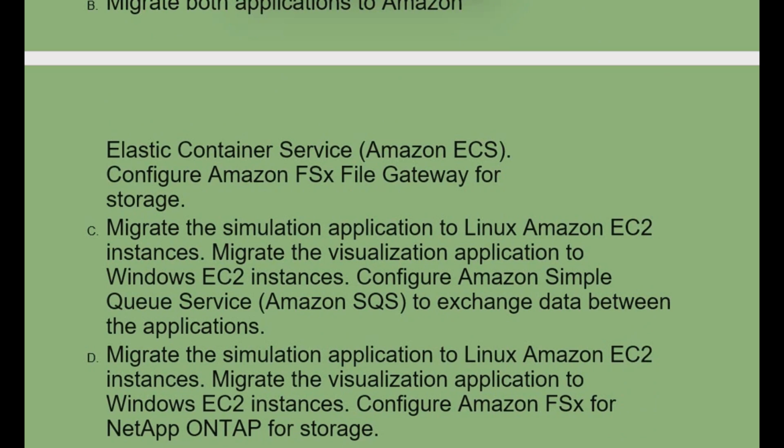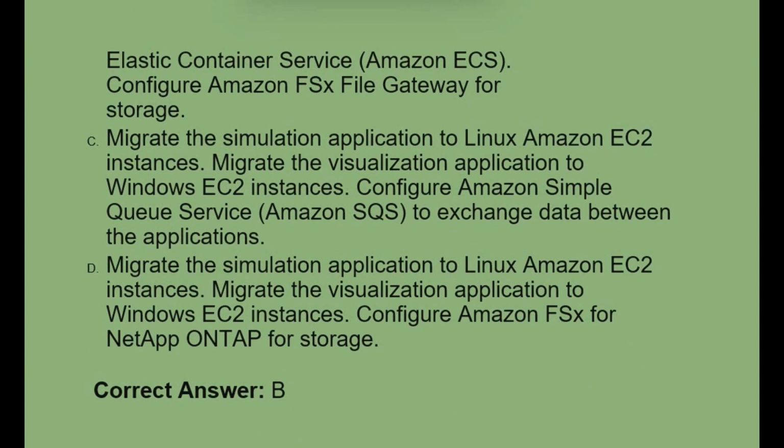Option C. Migrate the simulation application to Linux Amazon EC2 instances. Migrate the visualization application to Windows EC2 instances. Configure Amazon Simple Queue Service, Amazon SQS, to exchange data between the applications. Option D. Migrate the simulation application to Linux Amazon EC2 instances. Migrate the visualization application to Windows EC2 instances. Configure Amazon FSx for NetApp ONTAP for storage. Correct answer is option B.